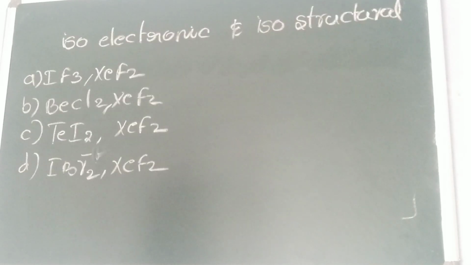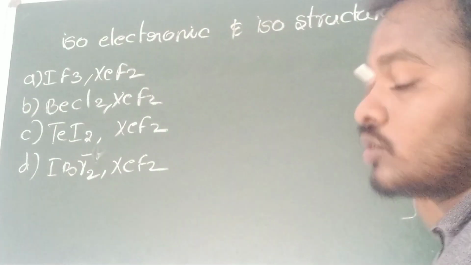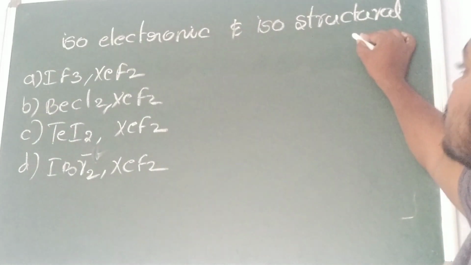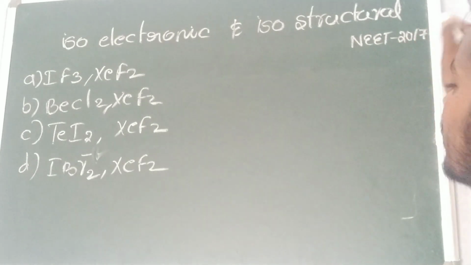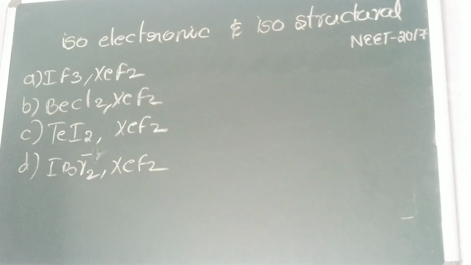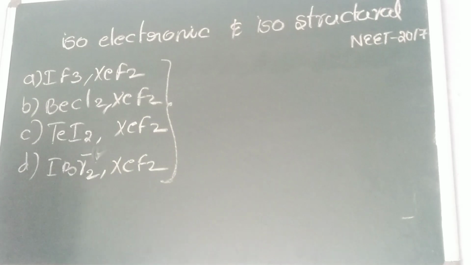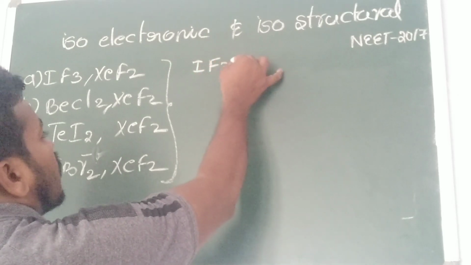Next question you can see, isoelectronic and isostructural. Among the following, the pairs having isoelectronic and isostructural species: they have given options IF3 and XeF2, BeCl2 and XeF2, TeI2 and XeF2, IBr2 minus and XeF2. NEET 2017 asked this question. For this type of question, we have to find the number of valence electrons. If the valence electrons of the molecules are similar, automatically they are isoelectronic and isostructural.